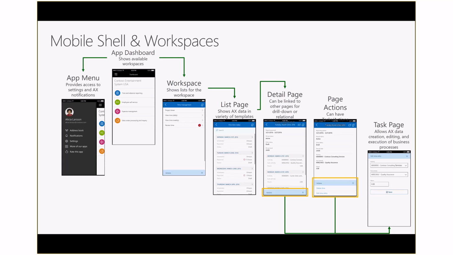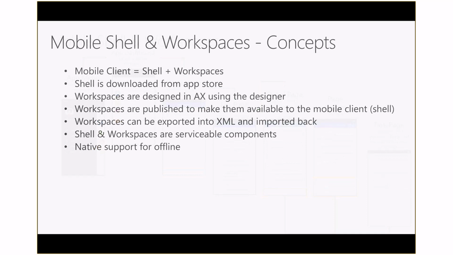So to summarize the concepts around the mobile platform, the mobile client is equal to the shell that we talked about, plus the workspaces. Without the workspace, the mobile client is just a shell. There is nothing much somebody can do about it or with it. So you have to have workspaces, which is the real functionality that comes into the mobile client. The shell is downloaded from the App Store, like we talked about. The workspaces are designed in AX using the designer. We will take a look at that in the demo.